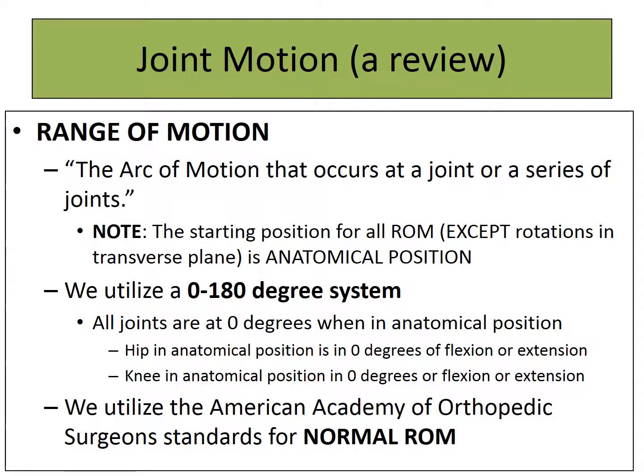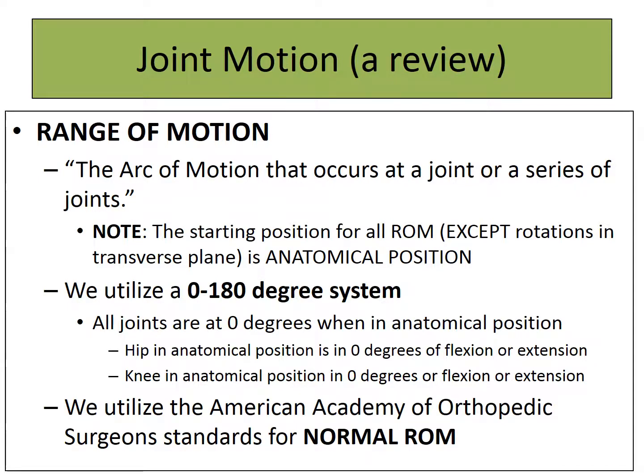So in goniometry, we are going to be measuring a range of motion, or the arc of motion that occurs at the joint or series of joints. I want to point out that the starting position for all range of motion measurements, except for rotations, is going to be anatomical position. So go ahead and review what anatomical position is. Put yourself in that position. So it's a review for you.